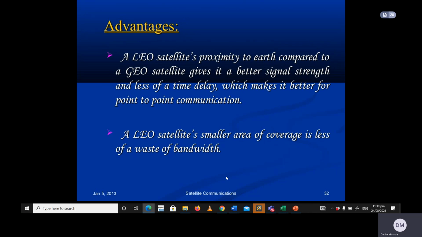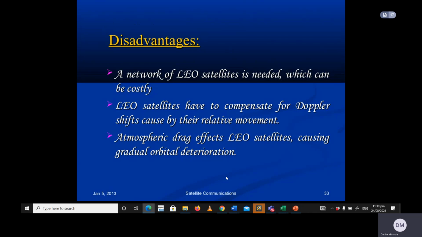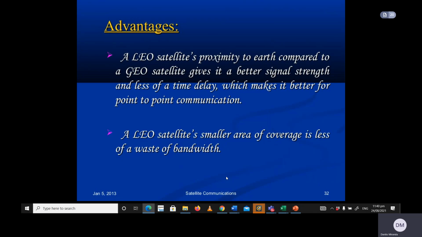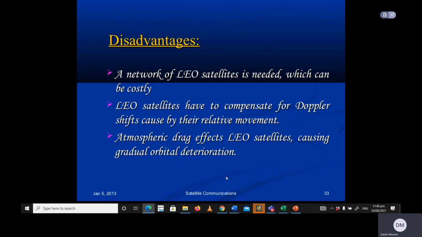In LEO satellites, the coverage area is smaller, and the waste of bandwidth is less. The disadvantage of LEO is that it is costly. Imagine, how many are they? 66. Then LEO satellites have to compensate for Doppler.